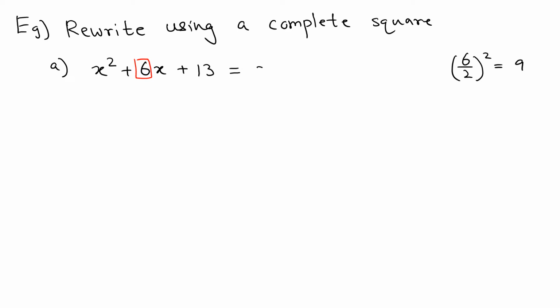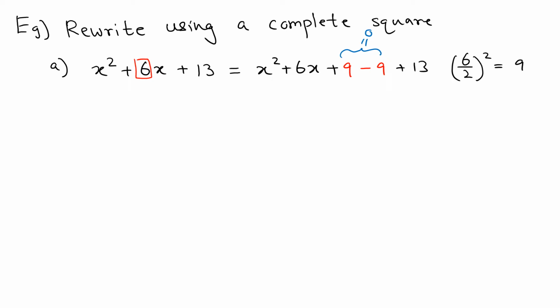So we can write this as x squared plus 6x, and then we add and subtract 9, and then plus 13. Why do we do that? Because you need to make sure they are equal. When you add and subtract, it is like 0. You can always add a 0. That's the whole argument. It's a 0, but it's a special 0.